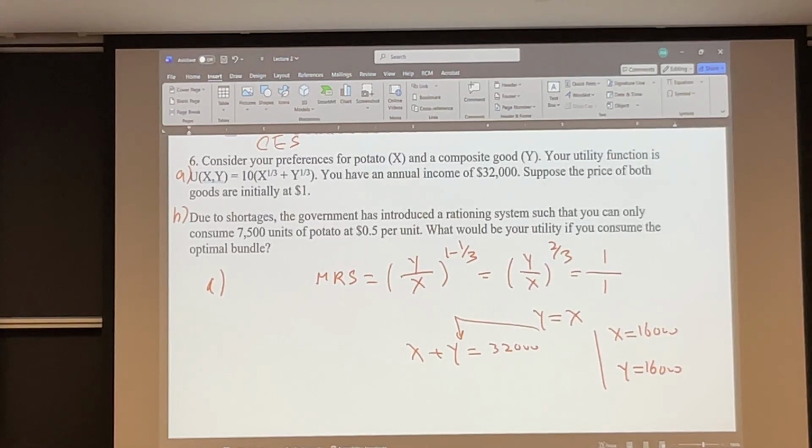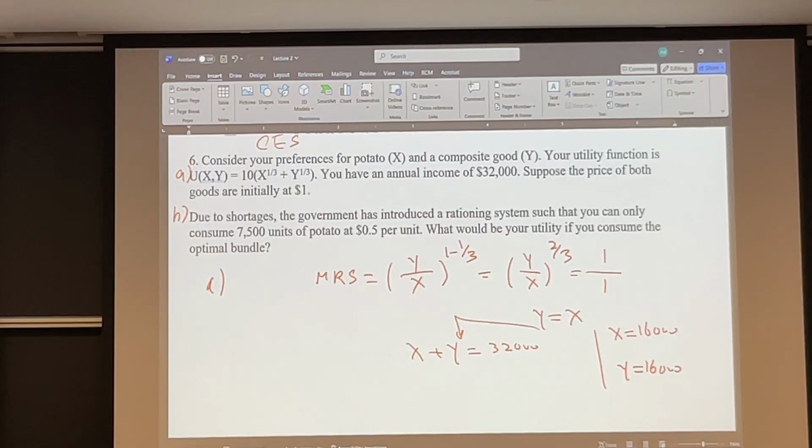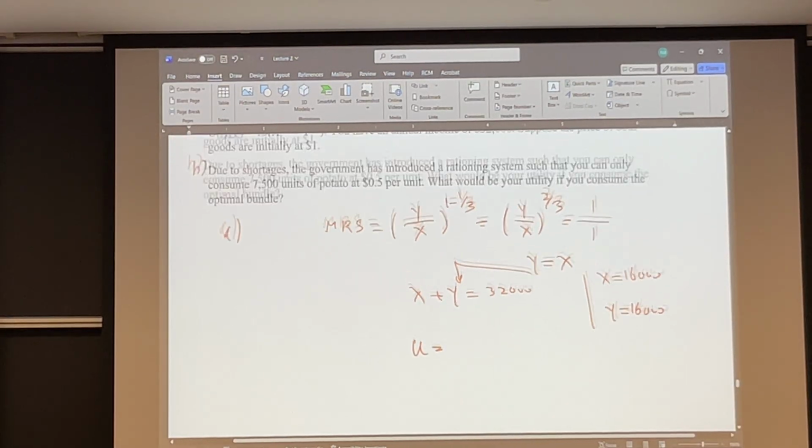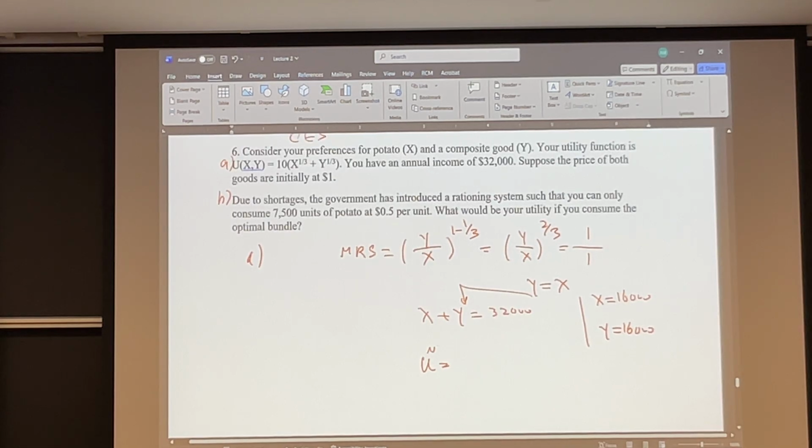So that is the optimization for the consumer if you ignore the rationing side, which comes later. Before rationing, that's what he does. How much satisfaction does he get? Let's calculate that one. This is the no rationing case. Satisfaction, which should be this one.